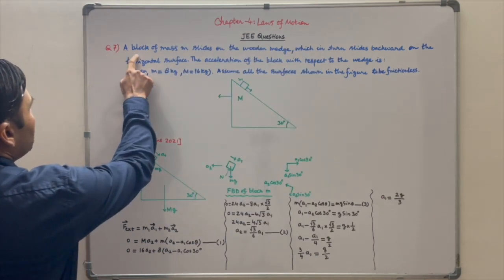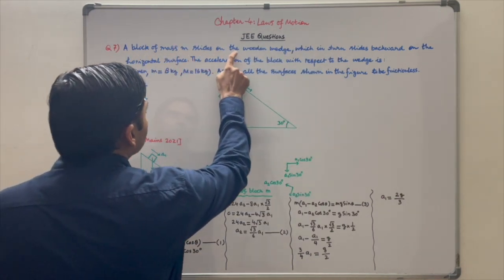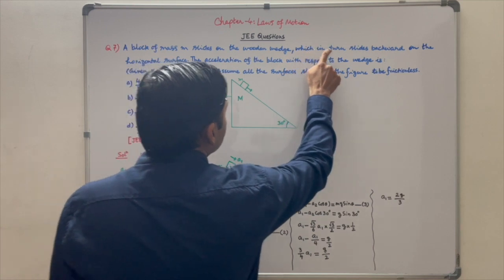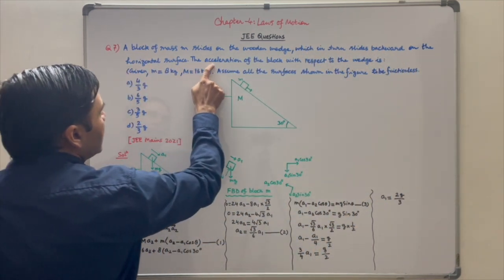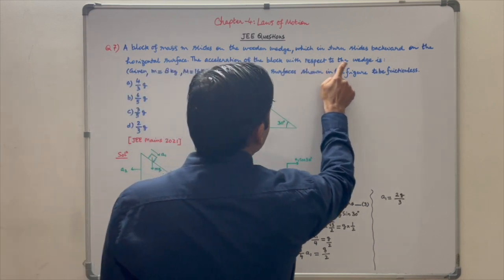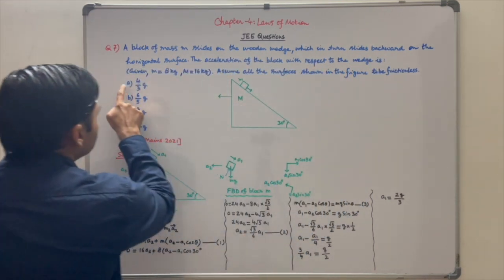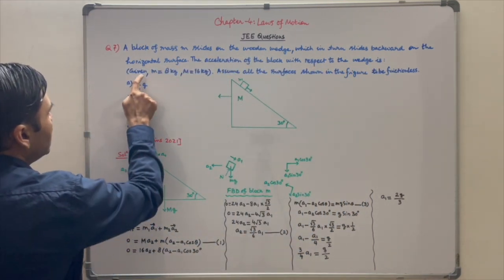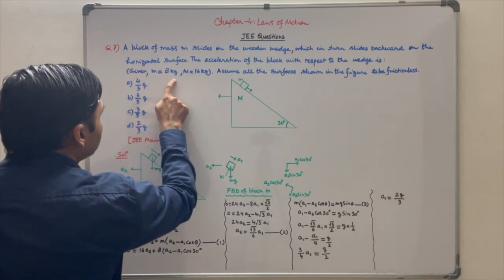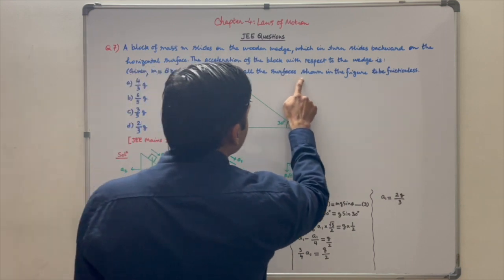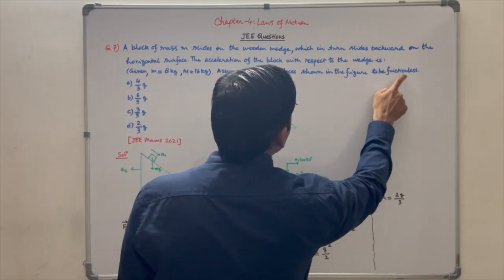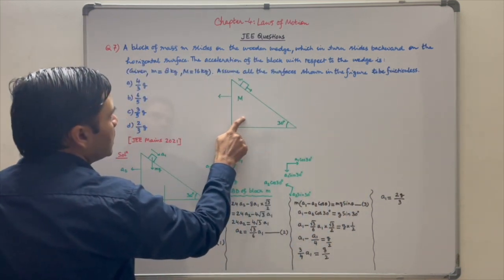Seventh question, a block of mass m slides on the wooden wedge, which in turn slides backward on the horizontal surface. The acceleration of the block with respect to the wedge is. These are the options given. Given small m is equal to 8 kg, capital M is equal to 16 kg, assume all the surfaces shown in the figure to be frictionless. This is the figure given.